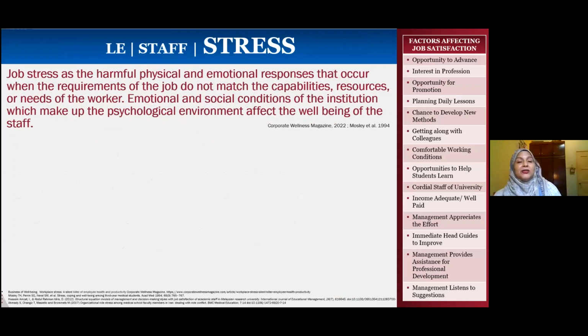Again, the staff also undergoes stress as the students do. Job stress is a harmful physical and emotional response that occurs when the requirements of the job do not match the capabilities, resources, or needs of the workers. The emotional and social conditions of the institution, which make up the psychological environment, also affect the well-being of the staff.